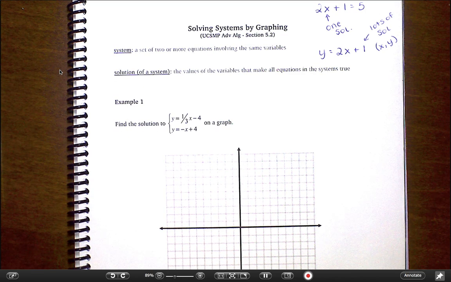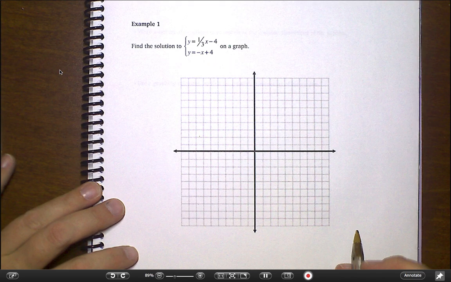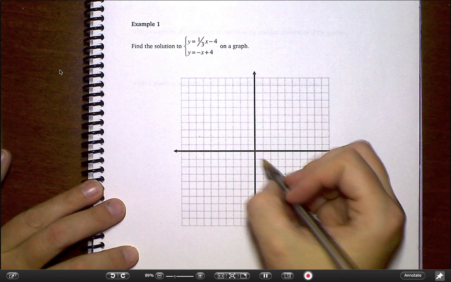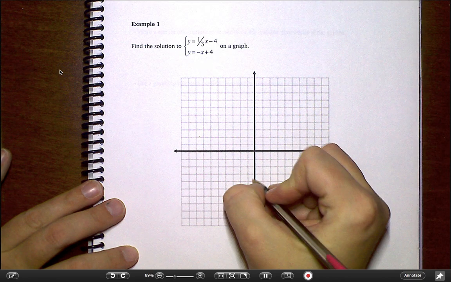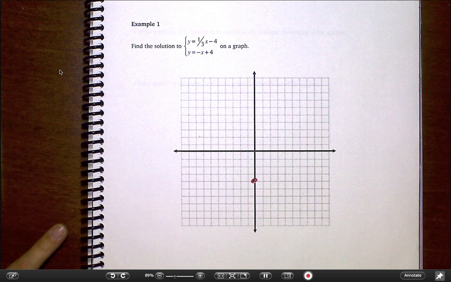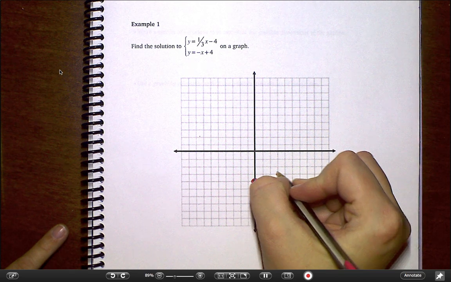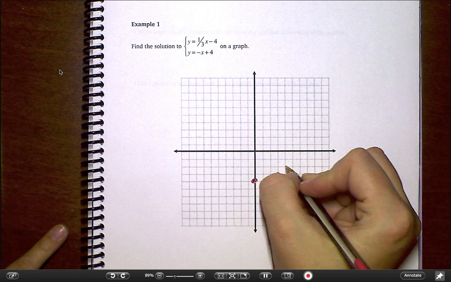So there are actually lots of ways to solve these systems, and we're going to be working on them, like I said, for the rest of the chapter. But this first method involves graphing. Okay, so we're going to have to really remember how to graph linear equations here. I'm going to take this first equation, 1/3 x minus 4, and I'm going to put that here on my graph. So I'm going to start at my y-intercept of -4, put a dot, okay? And then my slope is 1/3, so I'm going to go up 1 and to the right 3. Up 1 and to the right 3.